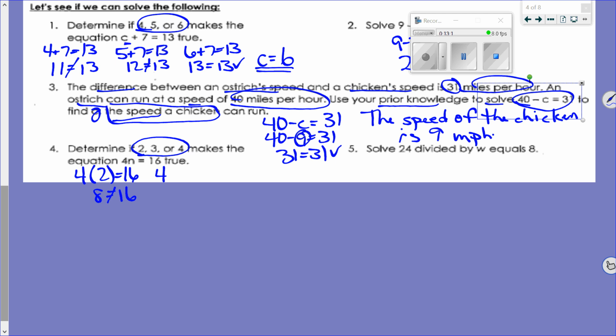So now we do our next check. 4 times 3 equals 16. Does 12 equal 16? No, that is also false. Now we do our third check. 4 times 4 equals 16. Does 16 equal 16? Check. So our solution is n equals 4.